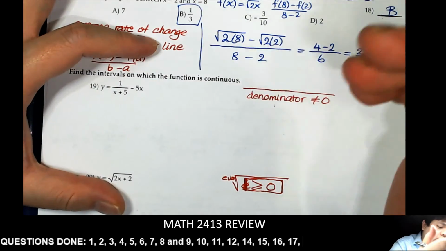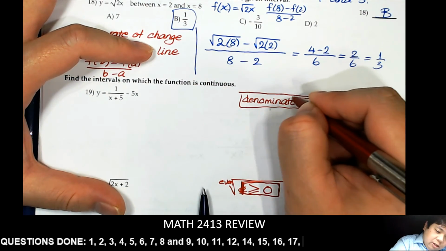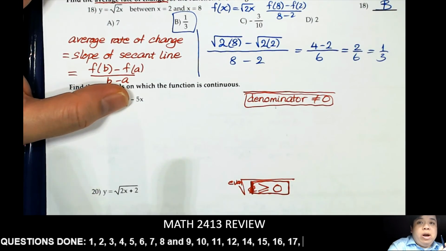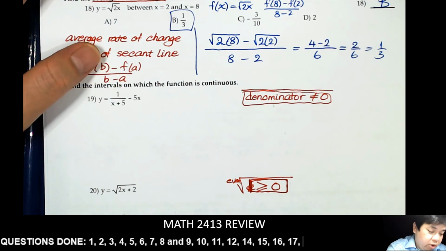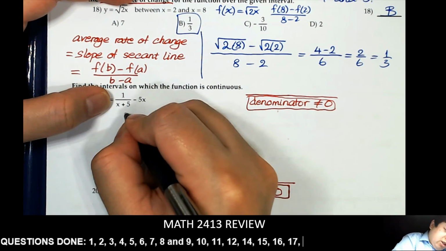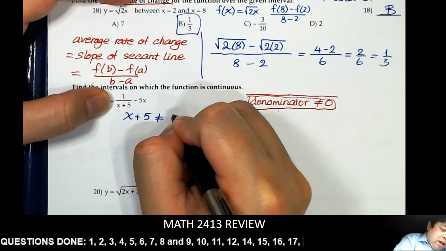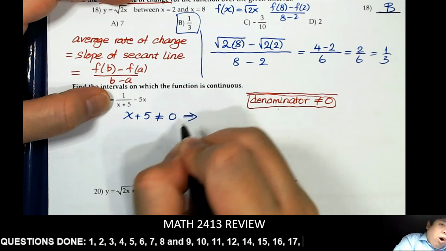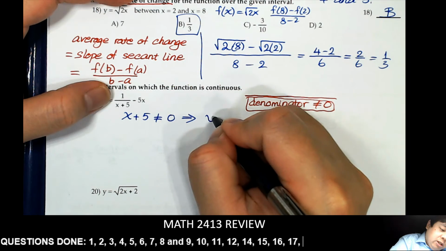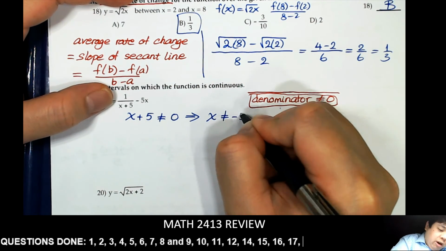Right. So for this, negative 5x is defined everywhere, continuous everywhere. We don't have to worry about it. For this one, we just need to make sure that the denominator is not equal to 0, otherwise it is undefined and therefore not continuous. So x not equal to negative 5.